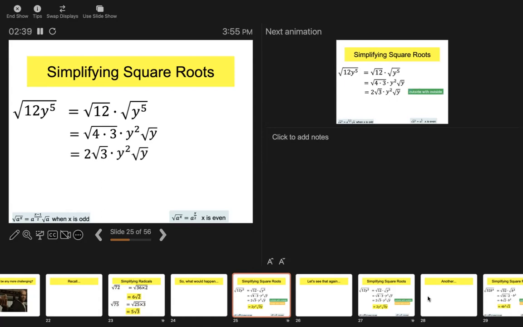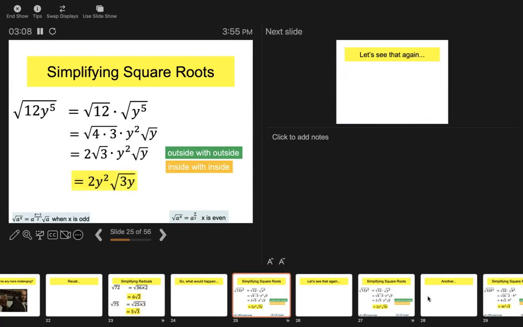So I have two square root symbols multiplied together. And the rule is you're going to treat the things that are outside the square root, you multiply them together. So I say outside with outside. So I'm going to multiply the 2 and the y squared together and get 2y squared. And then the second part, I'm going to multiply the insides together. So these are the things that are underneath the square root symbol. That's a 3 and a y. And 3 times y is 3y. So that's your final answer.